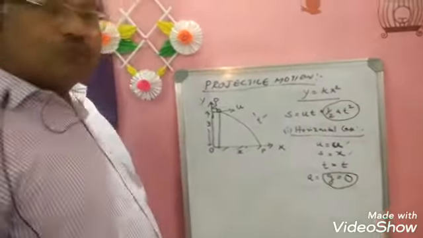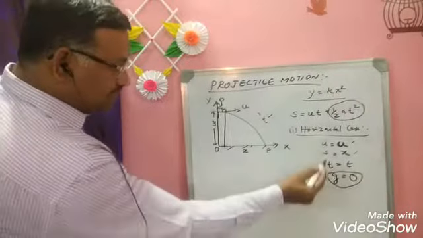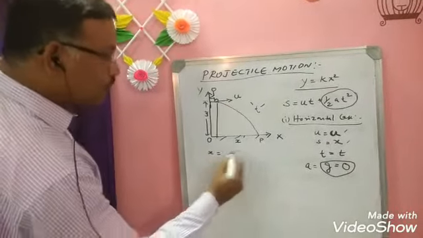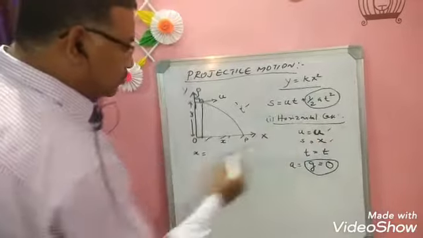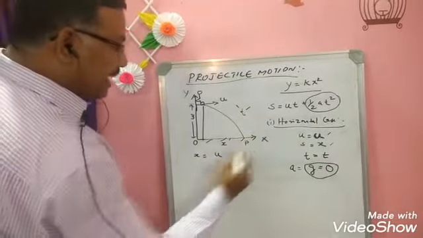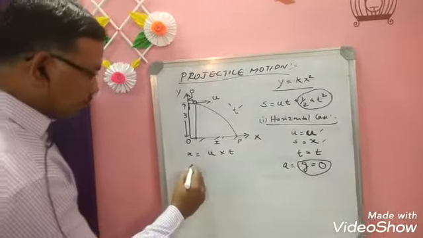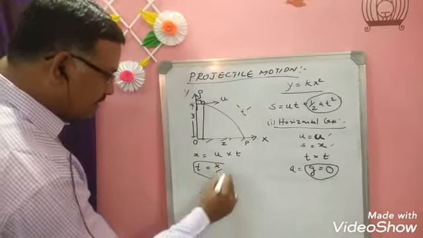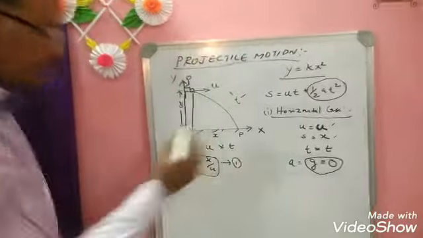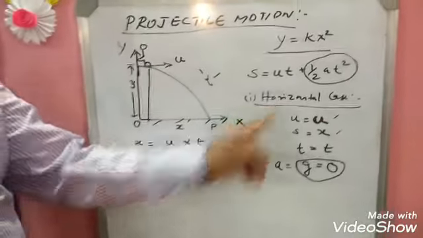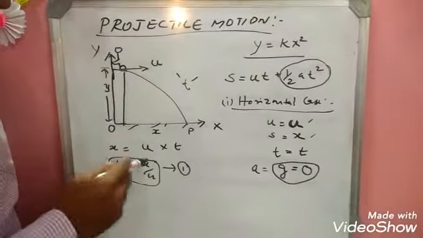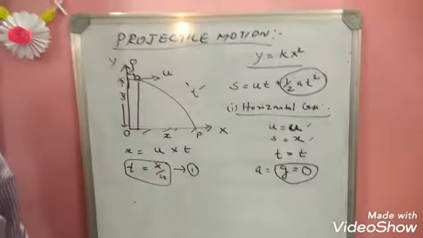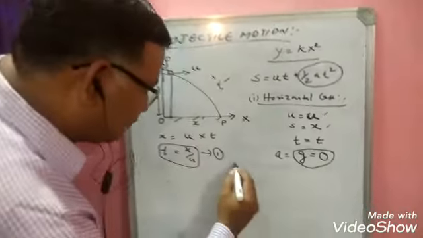So it will not come. So horizontal distance moved S is equal to x. Uniform velocity u is equal to u. Time t is equal to t. So in the next step, t is equal to x by u. We can write like this. This is equation number 1. So when you are considering the horizontal case, we are getting t is equal to x by u. This is one part.